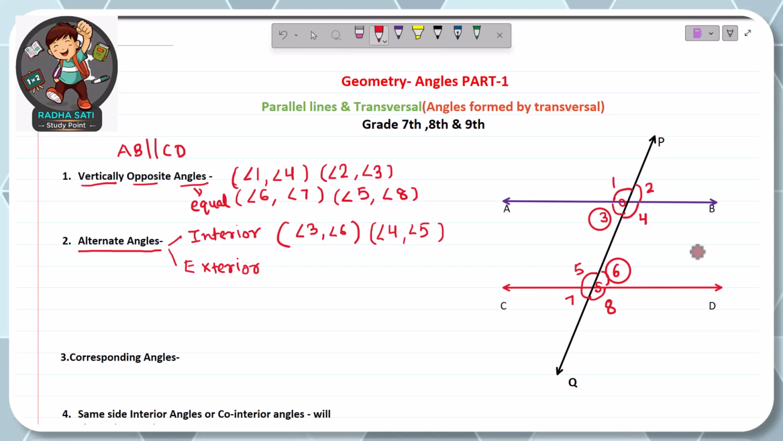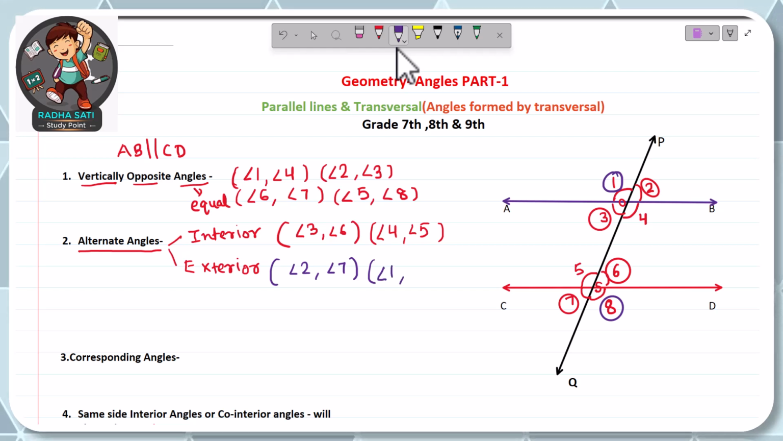Okay. Now, there are alternate exterior angles also. So, you can see that this angle 2 is at the exterior and on the right side, and this angle 7 is also at the exterior and on the left side. So angle 2 and angle 7 will be the first pair of alternate exterior angles. Okay, so write angle 2 and angle 7 is the first pair, and angle 1 and angle 8 is another pair of alternate exterior angles.